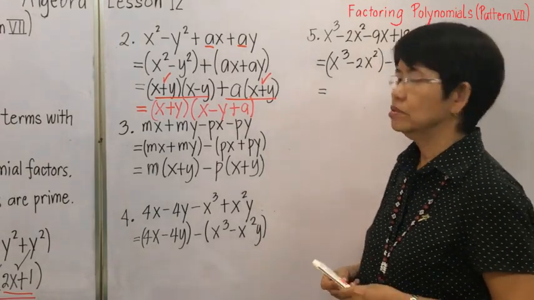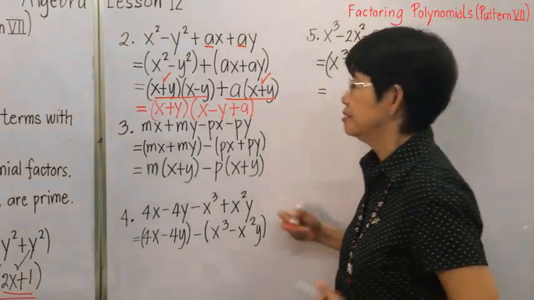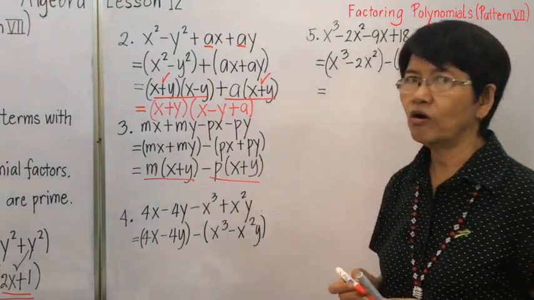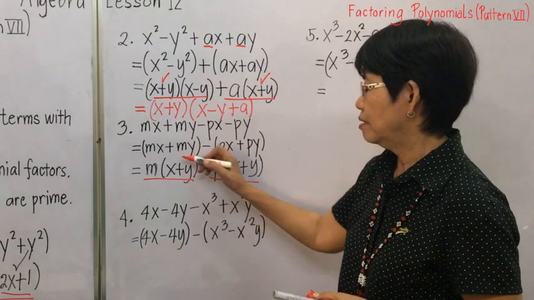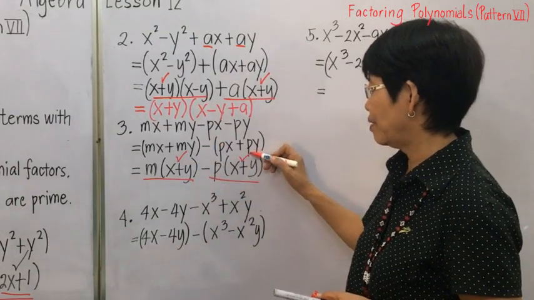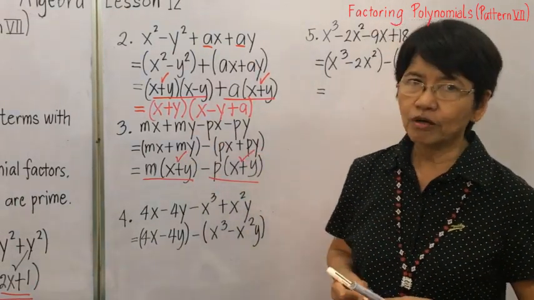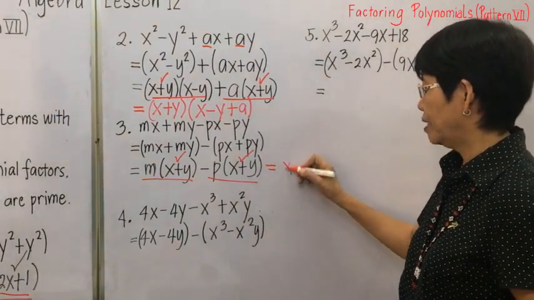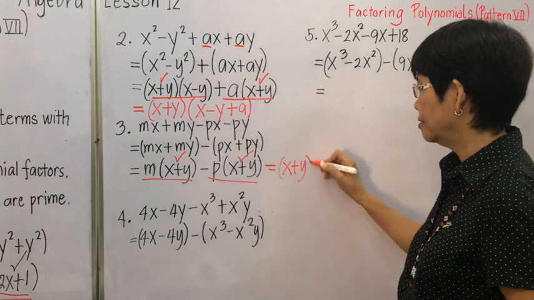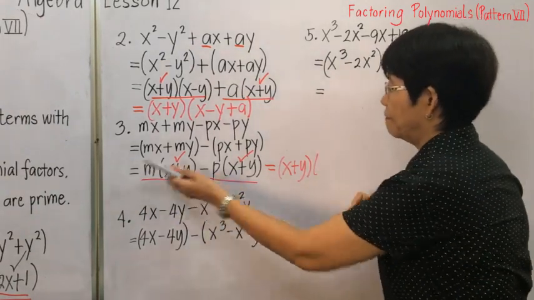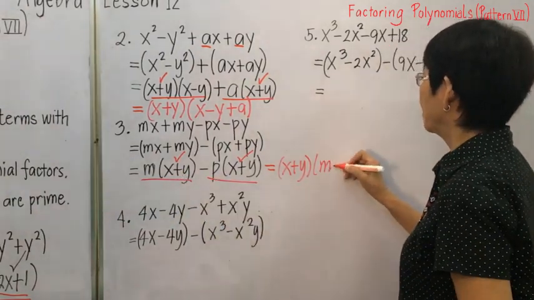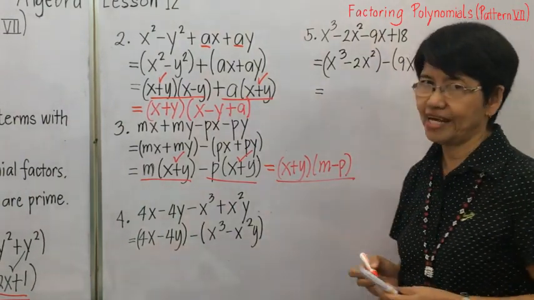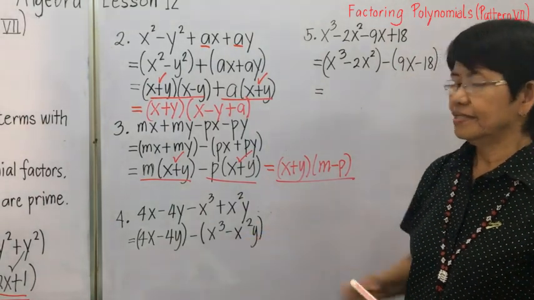We have here two terms. So one term, another term. And the common binomial factor is x plus y. Take out the common binomial factor and you have x plus y times m minus p. So this is your final answer. Next, number 4.